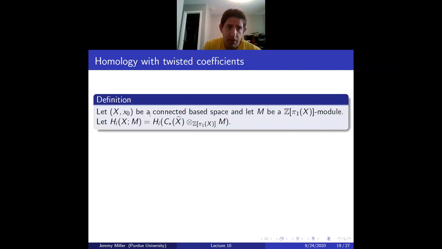So what's the definition? The homology of X with coefficients in M. We take chains on the universal cover, and you take M. Both of these are Z[π1(X)]-modules, because π1(X) acts on the universal cover, so it acts on chains. So we can just take a tensor product over the group ring because they're both group ring modules. Then this whole thing is a chain complex, and you take the homology of that, and that's homology with twisted coefficients.